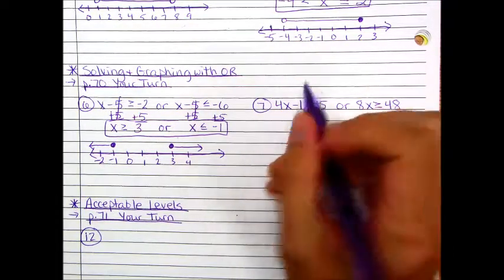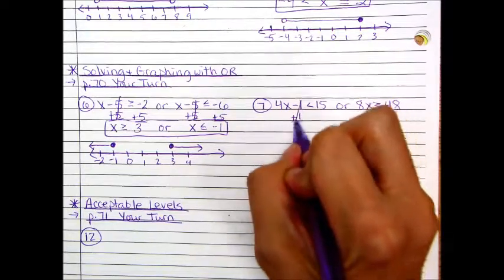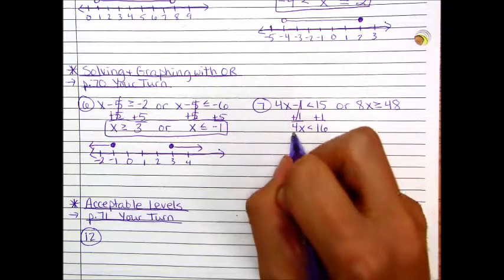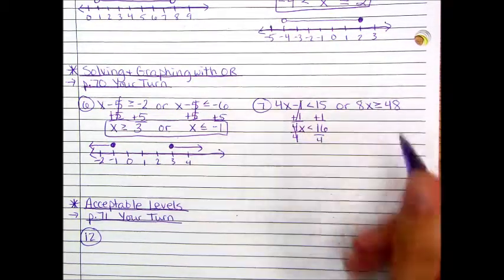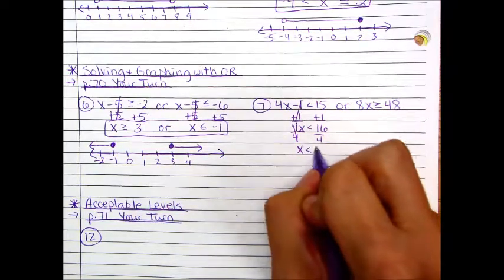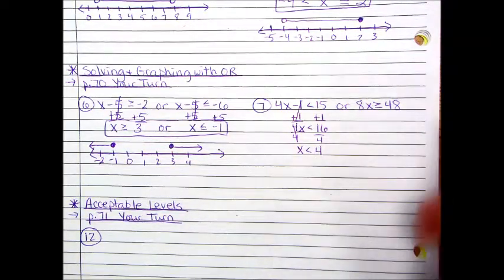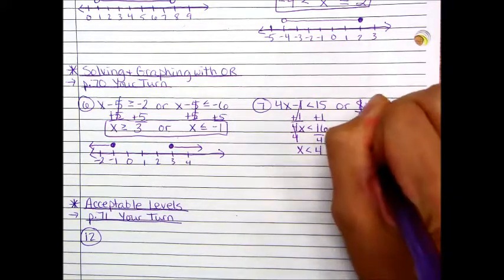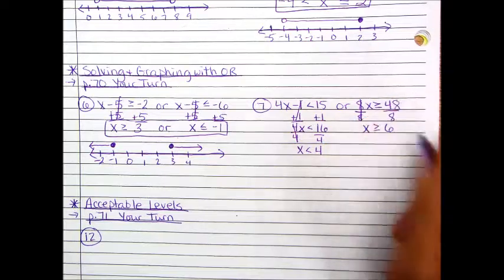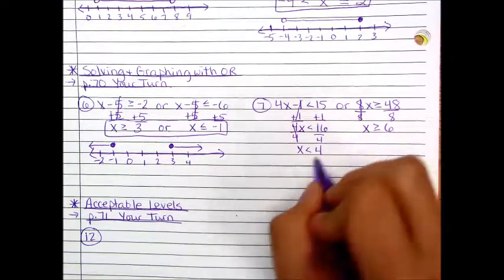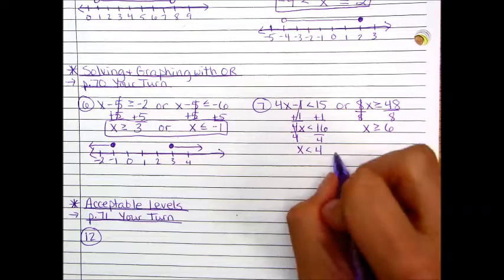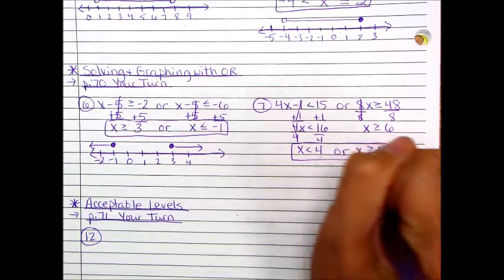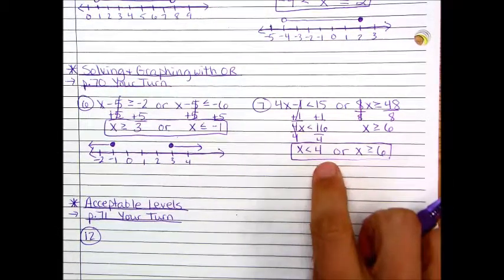If I were going to solve this, first step would be add 1 to both sides. So we would have 4x is less than 16. I would divide by 4 to finish that and get x is less than 4 for this piece. And on this one, the only step I need to do to solve for x is divide by 8. So x is greater than or equal to 6. But I need that to actually look like a compound inequality, so I'm going to go ahead and write or x is greater than or equal to 6 down here by my 4 so that I have a complete answer.